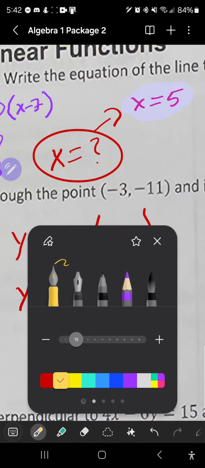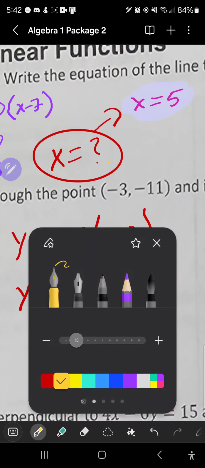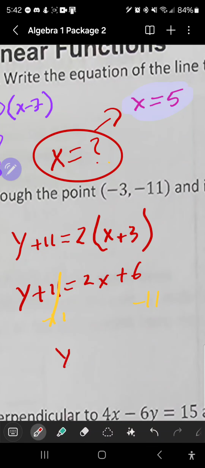Now we subtract 11 from both sides. 11 minus 11 is 0, so we cancel out. And then we have 6 minus 11. They have different signs, so we subtract them: 11 minus 6 is 5. Since 11 has a negative sign, we keep that sign. So minus 5.